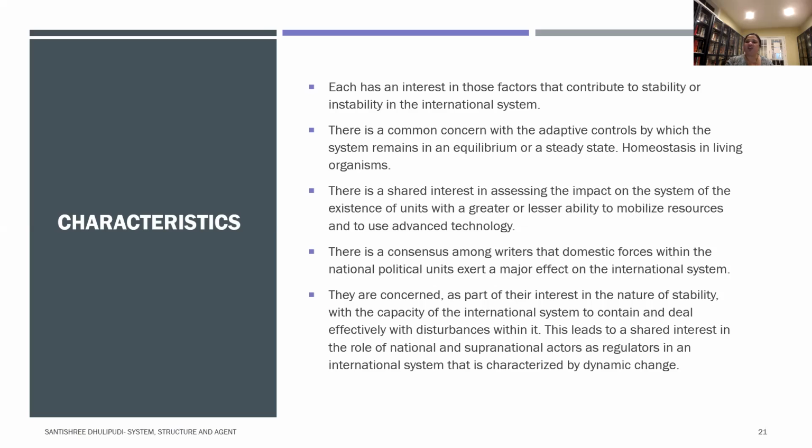When there is a shared interest in assessing the impact on the system of the existence of units with a greater or a lesser ability to mobilize resources and to use advanced technology. There is a consensus among writers that domestic forces within the national political units exert a major effect on the international system. They are concerned, as part of their interest in the nature of stability, with the capacity of the international system to deal with the disturbances within it.